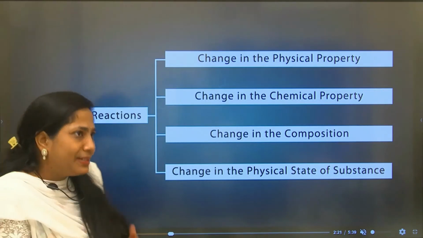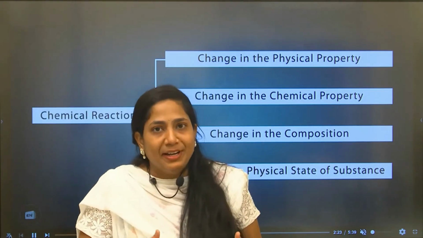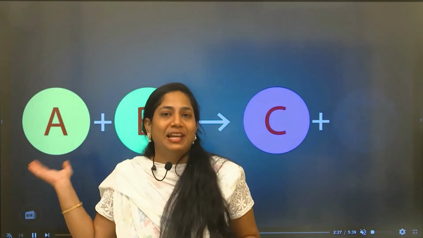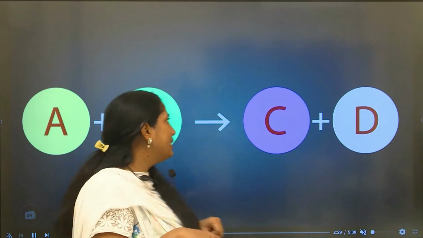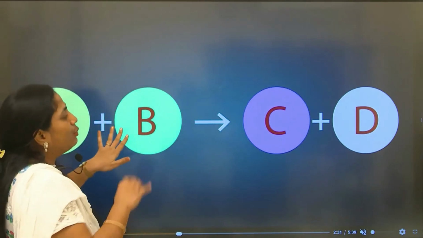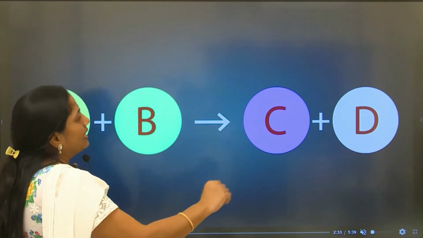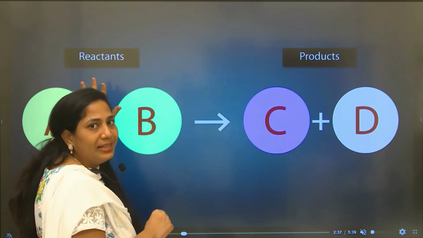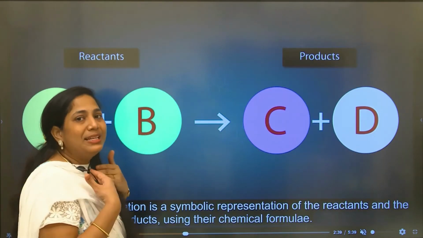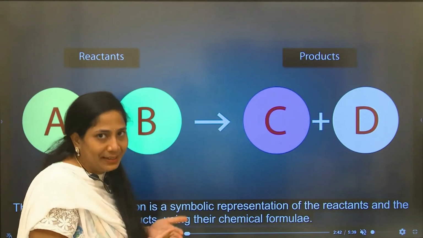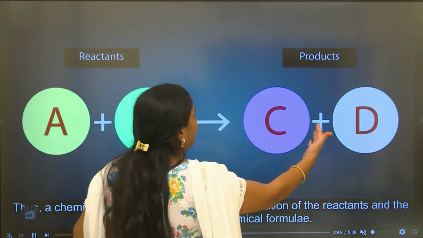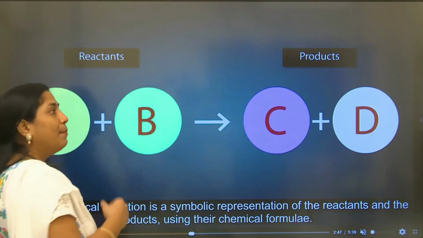How do I represent this experiment in a formula? We have a procedure for that. On my left hand side and my right hand side, you can see A plus B leading towards C plus D. This is my right hand and this is my left hand. The left hand side we call the reactants, the ones which react. And what it leads to, we call the products.